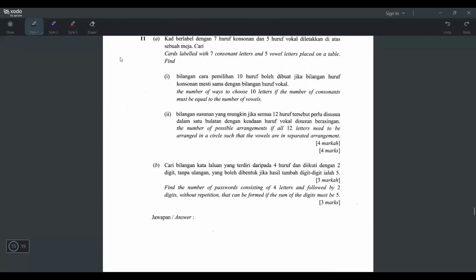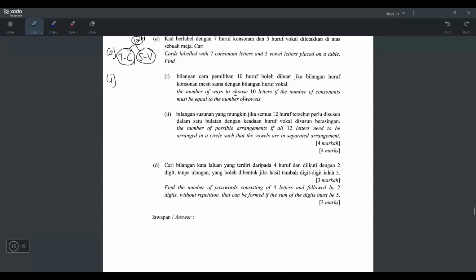Okay, question 11A. They say the cards labeled with 7 consonant letters and 5 vowel letters are placed on a table. So 7 consonants means letters like B, C, D, F, G, all the letters except A, E, I, O, U. And the 5 vowel letters are A, E, I, O, U. So 5 vowels. Okay, so in total there are 12 letters, 7 plus 5, 12.